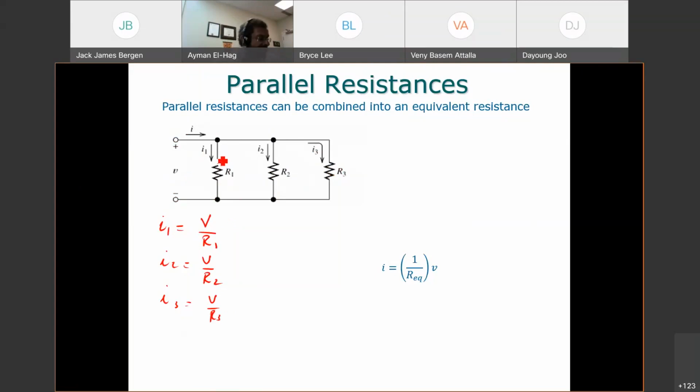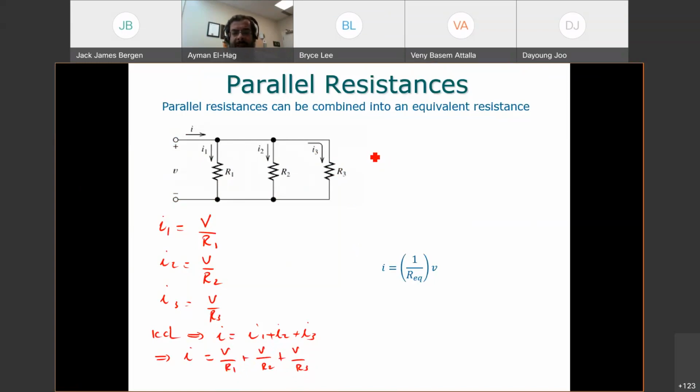Now, if we apply KCL here at this node, you will see that I is equal to I1 plus I2 plus I3. So I can substitute here. We can say that I is equal to I1, which is V over R1, plus I2, which is V over R2, plus I3, which is V divided by R3.